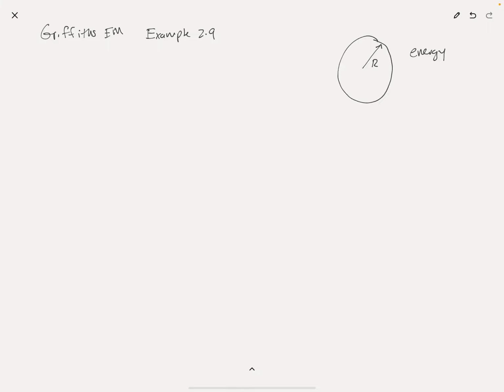So, a spherical shell of radius R, with surface charge density sigma. It has a total charge Q and a radius R. Okay, so let's do this.